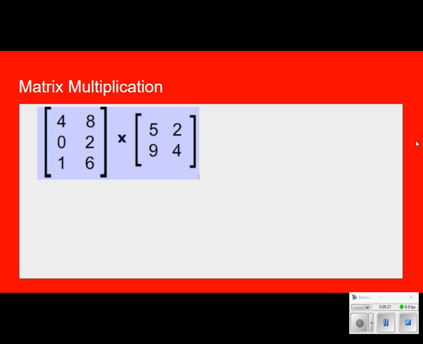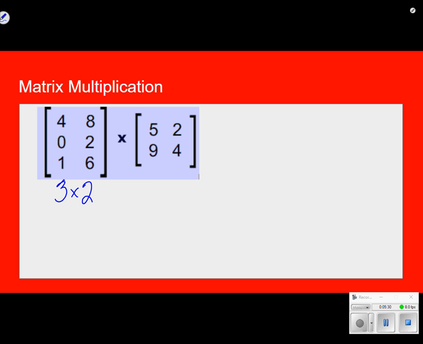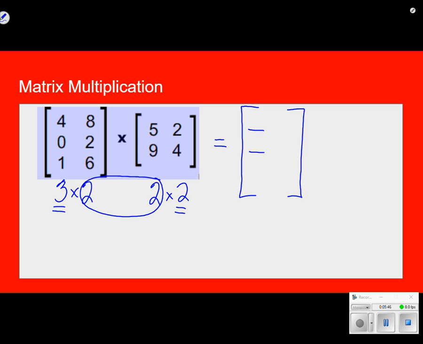All right, so we're going to work on matrix multiplication. So the very first step is, can I multiply these matrices? So let's look. This is a 3 by 2. This is a 2 by 2. Can I multiply them? Yes, I can. And because I can multiply them, my answer is a 3 by 2. So I can go ahead and set up a 3 by 2 matrix.